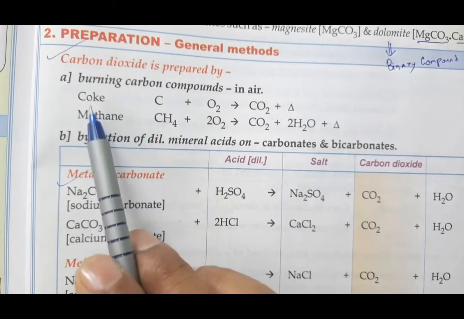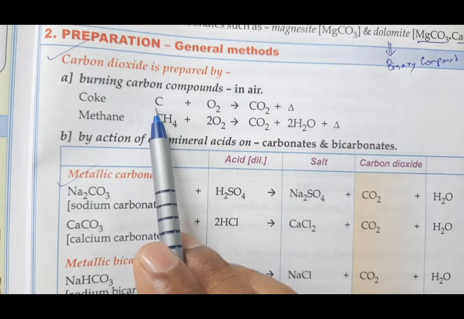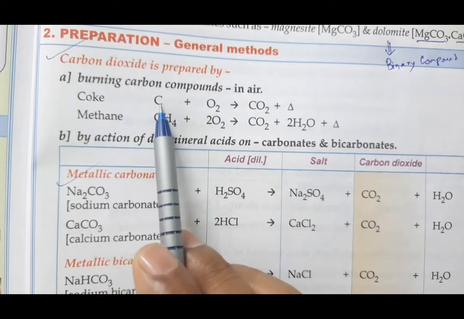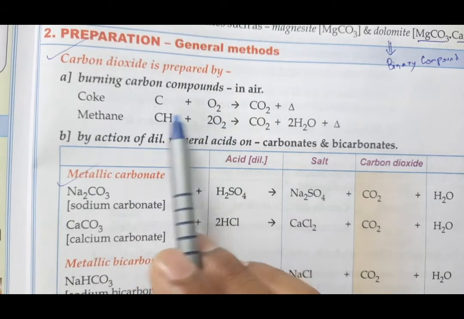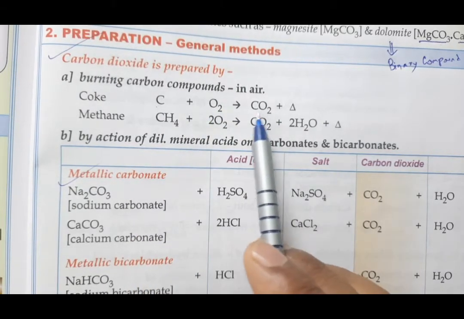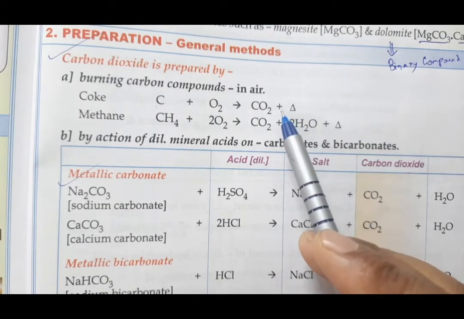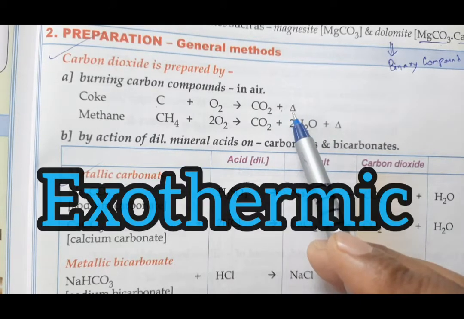Number one, preparation. The symbol of coke is C. Do remember the symbol of coke is C. When coke comes in contact with oxygen, these two combine to form carbon dioxide, and it is an exothermic reaction. This plus heat means it is an exothermic reaction, meaning heat will get evolved.